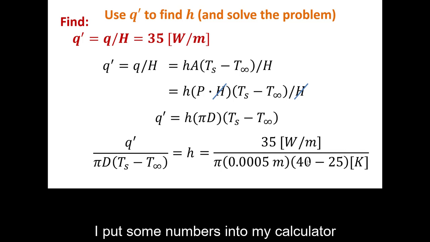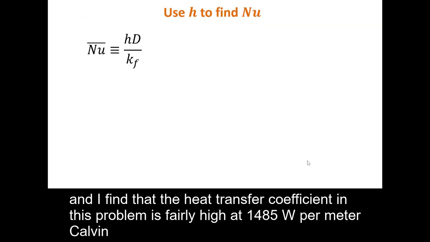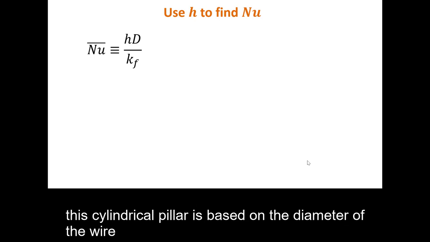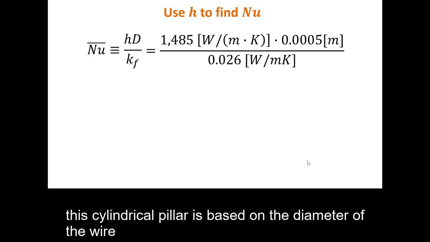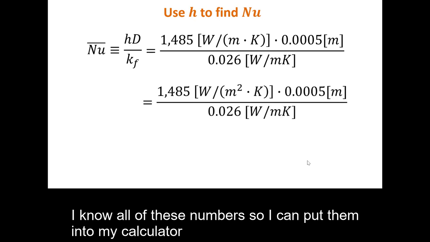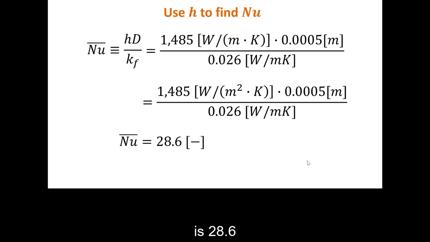I put some numbers into my calculator, and I find that the heat transfer coefficient in this problem is fairly high at 1,485 watts per meter squared Kelvin. So now I want to use the heat transfer coefficient to find an average Nusselt number. I have to remember that the Nusselt number for this cylindrical pillar is based on the diameter of the wire. I know all of these numbers, so I can put them into my calculator, do a little bit of math, and find that the average Nusselt number is 28.6.